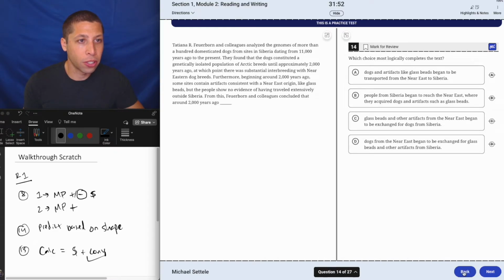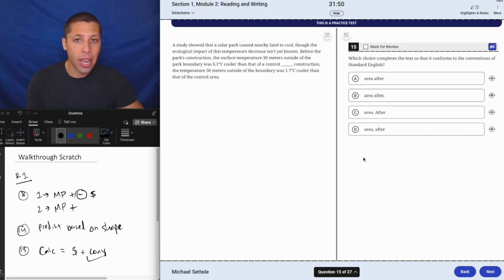I'm going to look for that first grammar question, which is 15. And here it's even more important to do that. So let's take a look. This is about sentence structure. We've got periods, we've got semicolons. So let's think about sentences. I'm going to start here. Before the park's construction, the surface temperature 30 meters outside of the park boundary was 0.1 degrees cooler than that of a control area. That sounds like a sentence.